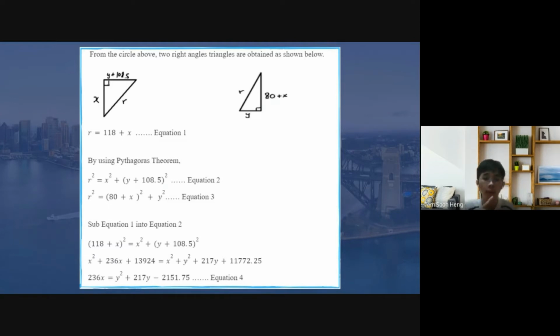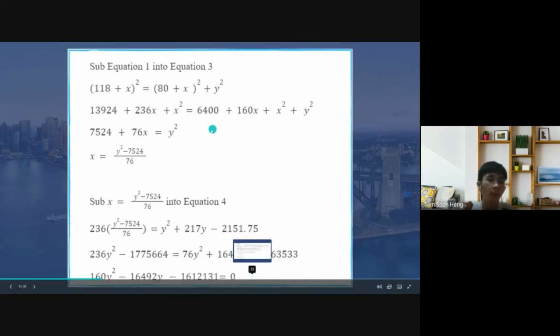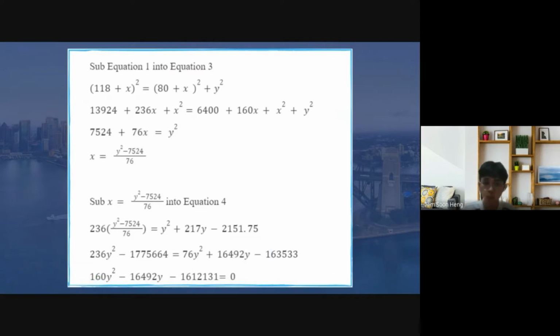We get r equals 118 plus x as our equation 1, and by using the Pythagoras theorem, we get equation 2 and equation 3. Substituting equation 1 into equation 2, we get equation 4. After that, we substitute equation 1 into equation 3 to get x equals y squared minus 7,524 over 76. Then we substitute this x into equation 4 and get the resulting equation.